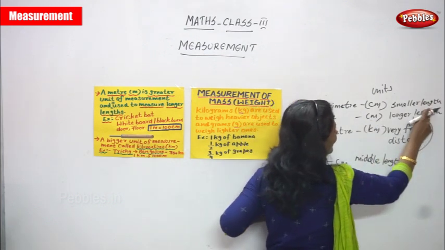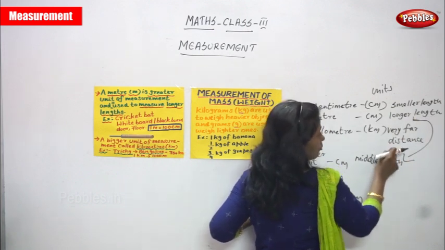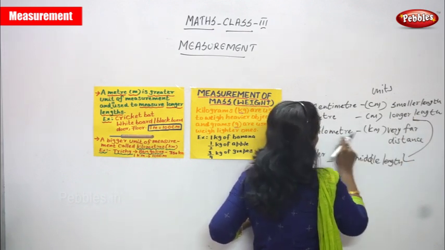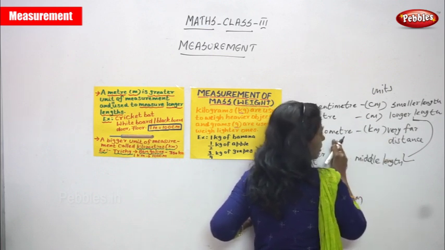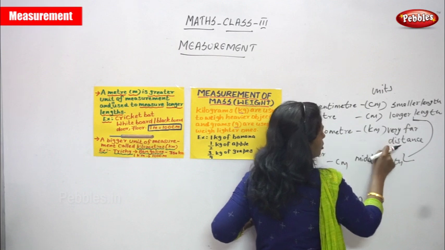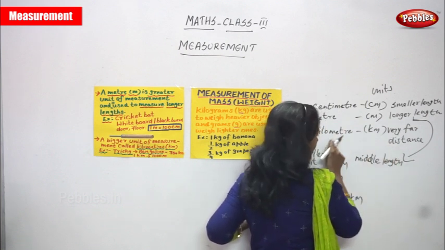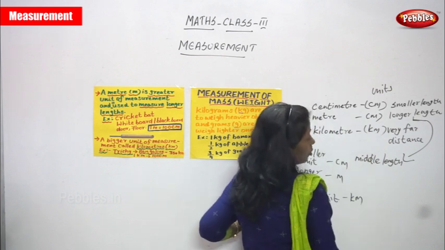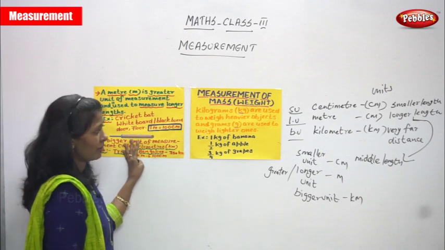This is smaller length, this is longer length, otherwise we can call it middle length, compared to very far distance. Kilometer is used to measure what? Kilometer is where you apply very far distance, we measure very far distance in kilometer. So kilometer short form is what? km. I think you understand the measurement of length.